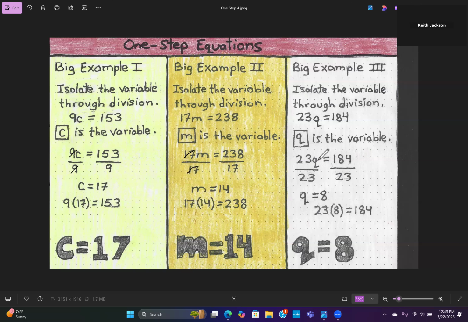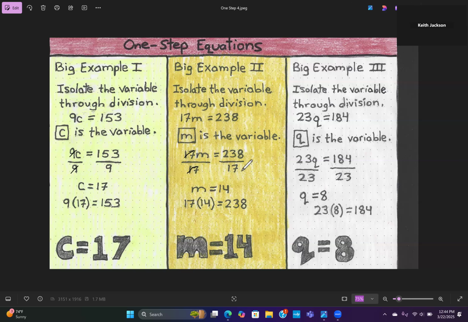And let us move to big example 3, in which we have 23q is equal to 184. We're going to isolate the variable through division, and that variable is q. And the question is, what number is hiding behind door number q, right? Because we know that q is the variable, and of course, we're going to divide by 23 because 23 is the coefficient of q. And when we divide by 23, that would give us 1q right here. And we know that 184 divided by 23 will give us 8. And we see that q is equal to 8 because 23 times 8 will equal 184. And again, q is equal to 8.